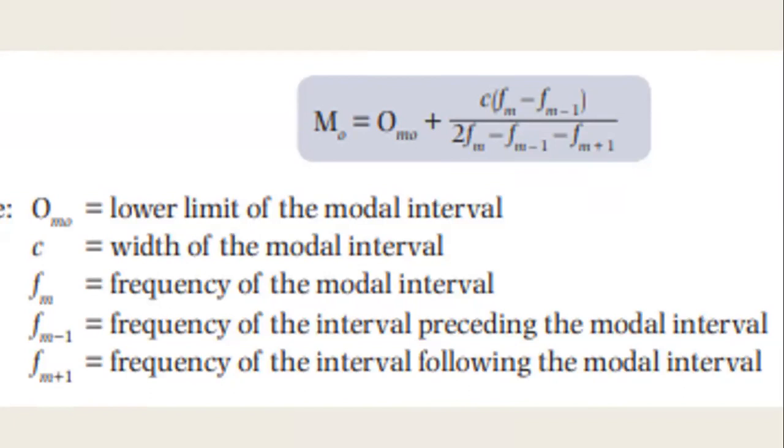Then FM minus 1 is the frequency of the interval preceding the modal interval, and FM plus 1 is the frequency of the interval following the modal interval.